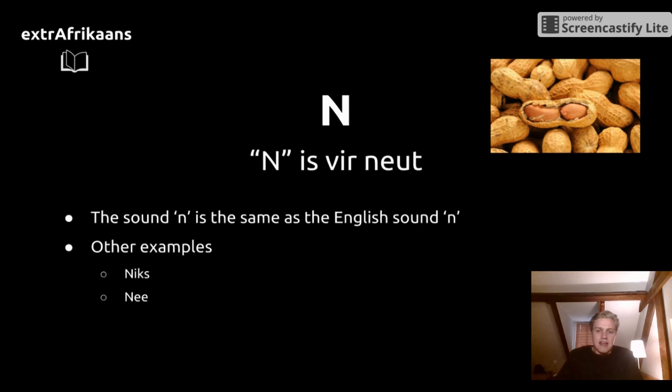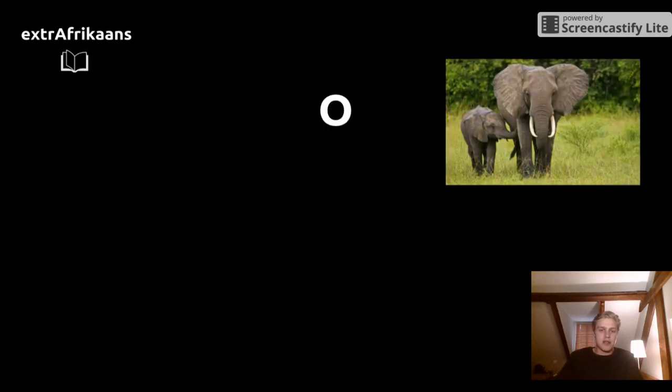N. N is for neut. That's a nut. The sound N is the same as the English sound N. Other examples of this sound include nooit, which means never, or nee, which means no.